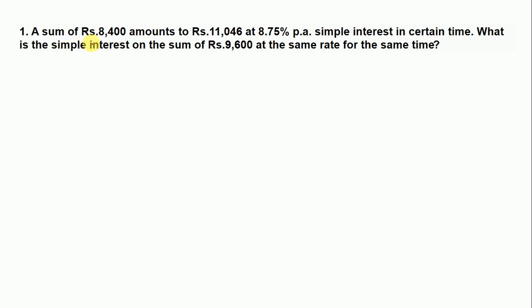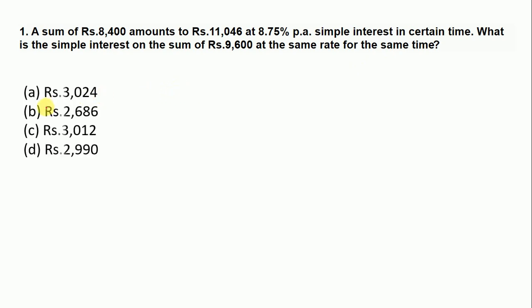A sum of rupees 8,400 amounts to rupees 11,046 at 8.75% per annum simple interest in a certain time. What is the simple interest on the sum of rupees 9,600 at the same rate for the same time? So here are your options. Let us see how to solve this question.